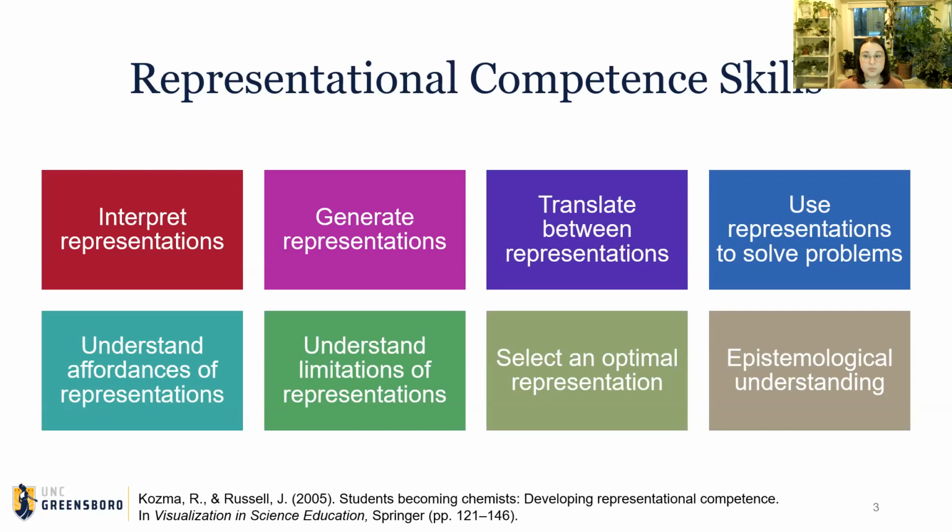So it's the ability to interpret representations, generate representations, translate between various representations, use representations to solve a variety of problems, understand affordances and limitations of representations, select an optimal representation for a particular purpose, and also develop this epistemological understanding that representations depict chemical phenomena, but they are not chemical phenomena itself, and they're also not even a perfect representation of chemical phenomena because they all are limited in some way.